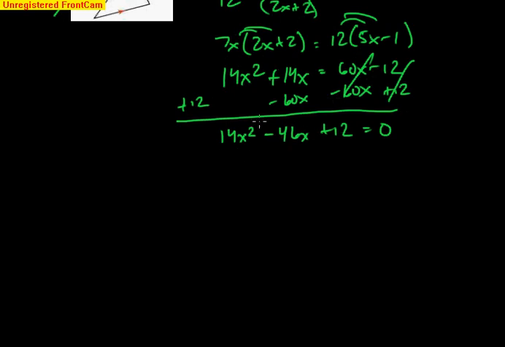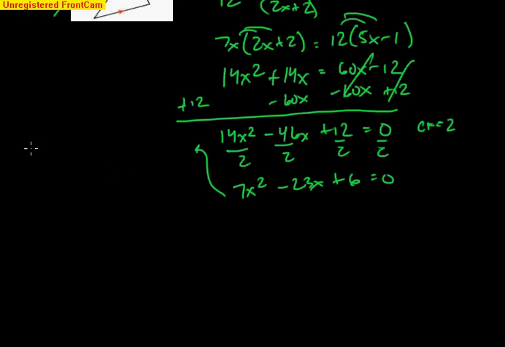Okay, I'm going to scroll down. So now, here's my quadratic. First thing I'll do, since there's an a value, is look for a common factor. And that common factor is 2. Divide everything by 2 to make the numbers smaller.